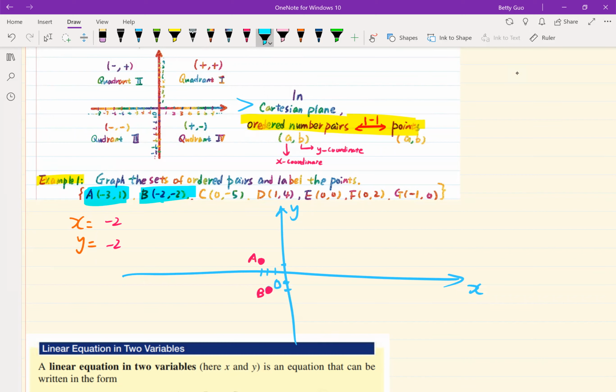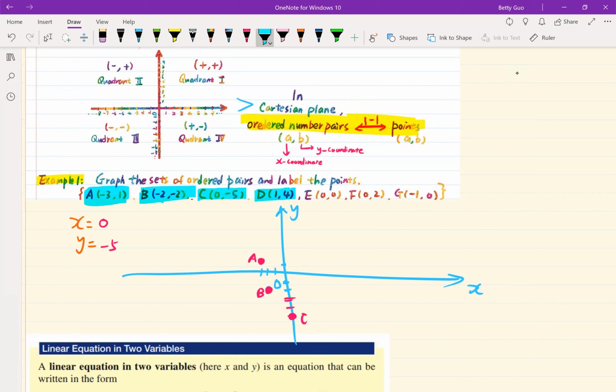C. The x-coordinate is 0. The y-coordinate is -5. An x-coordinate of 0 means the point is not in any quadrant. It is on the y-axis, 5 units below. 1, 2, 3, 1, 2, 3, 4, 5. So 5 units below. This point is C, 0, -5.